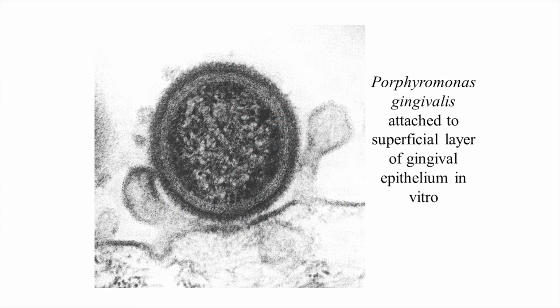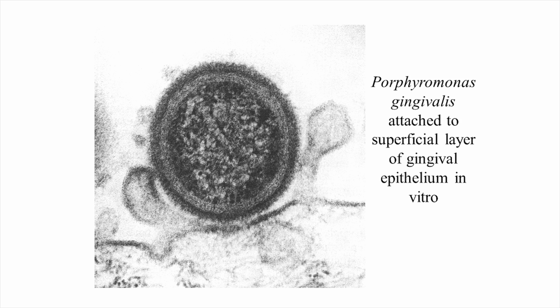Another organism that's unusual is one of the red cluster organisms, Porphyromonas gingivalis, and the reason why it's unusual is that this one can actually physically adhere to epithelial cells. So this is an example of a Porphyromonas gingivalis organism that has adhered to an epithelial cell in culture, and you can see the pseudopods of the epithelial cell extending up around each side of the Porphyromonas gingivalis.